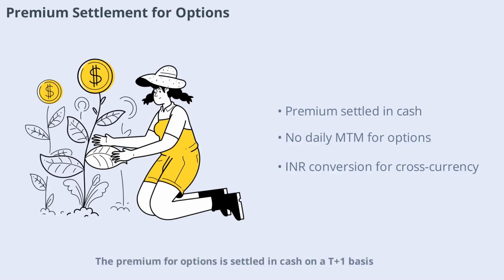The premium for options is settled in cash on a T+1 basis, with the amount payable or receivable computed after netting positions at the trading member or custodial participant level. Unlike futures, there is no daily mark-to-market cash settlement for open option positions, only the premium is settled. For cross-currency options, the settlement value is converted to INR using the latest FBIL reference rate.